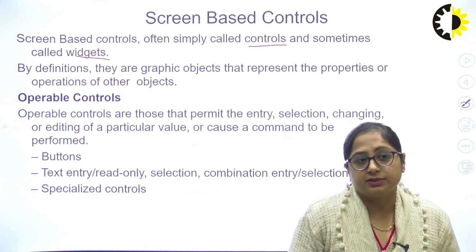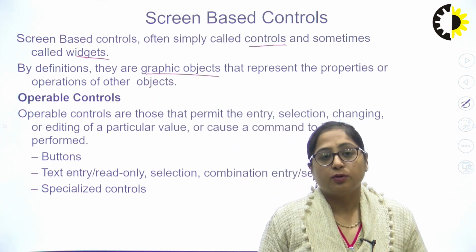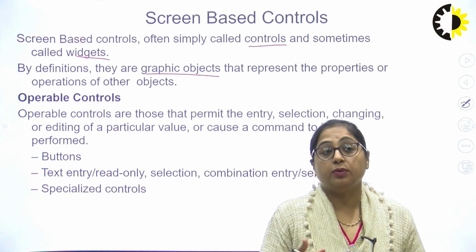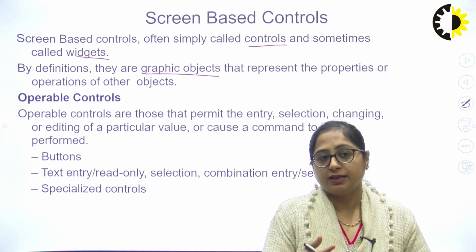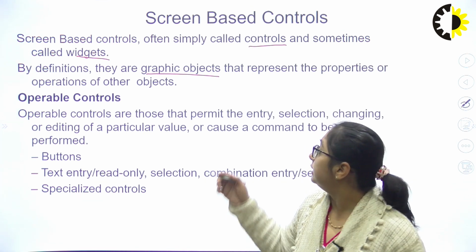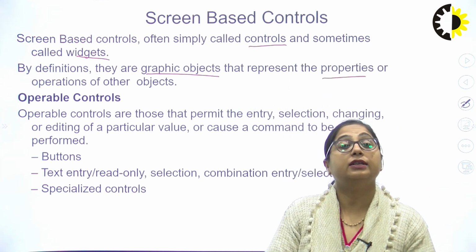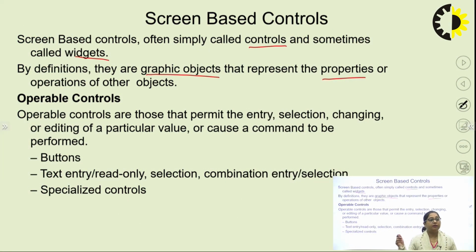By definition, they are graphic objects. We deal with graphic objects on the screen, which is why it is known as a screen-based control, like buttons. In the coming slides, we will discuss particular screen controls. Screen controls are graphic objects that represent the properties or operations of other objects. When we click this graphic object and perform some action, it performs some task. That is known as a screen-based control.